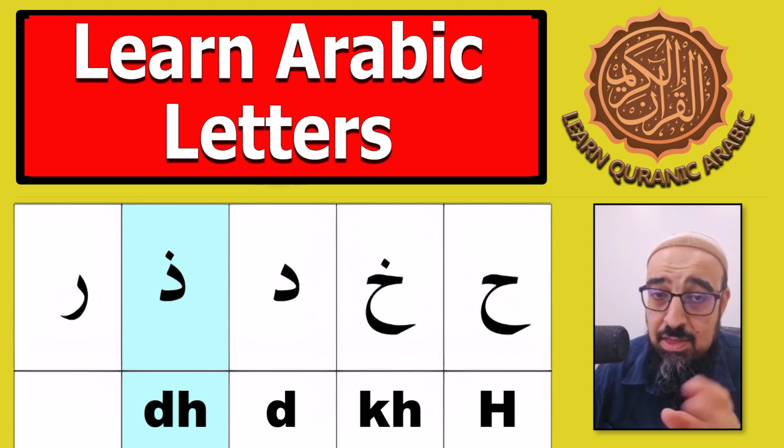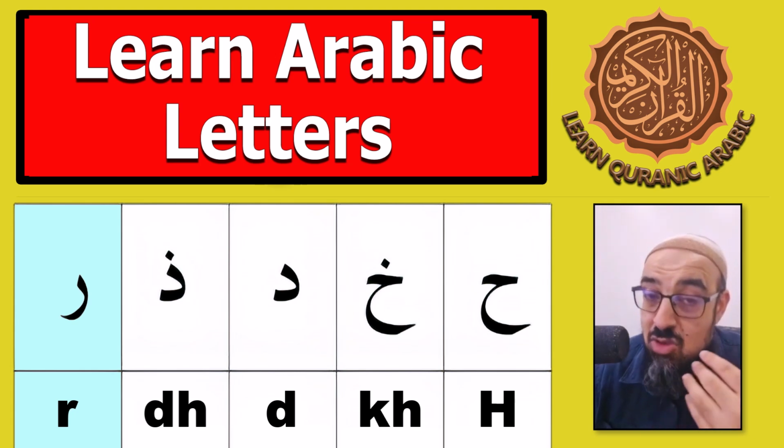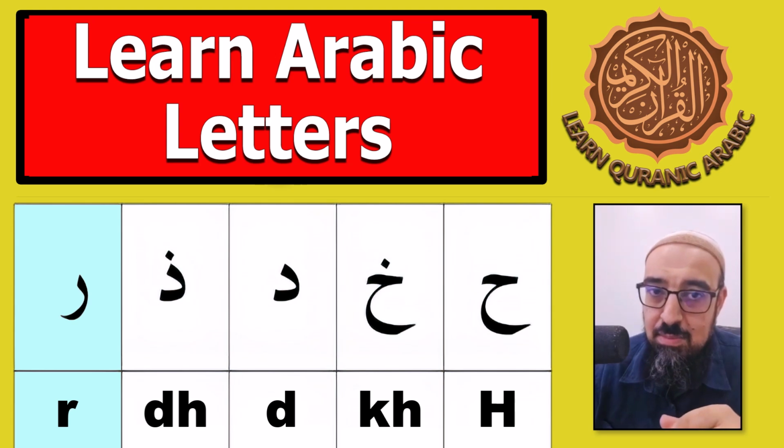Okay. Then the last one, and that's the ra sound. That's got a special quality, which is a takrar. Like if we don't stop it, it will just keep on going. But ra. So as an example of a word, we say, for example, rab.